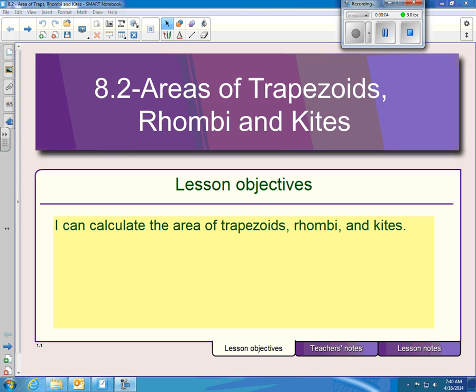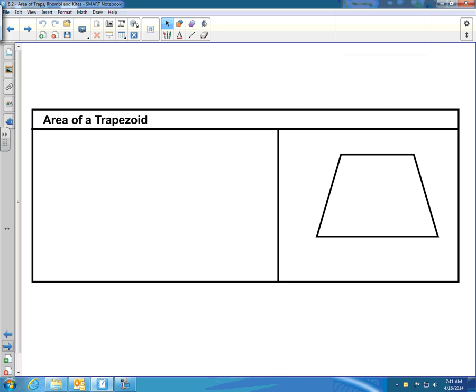This is Mrs. Matheson. We're going to be covering Unit 8, Notes 2, on area of trapezoids, rhombi, and kites. So we're going to learn all those formulas today. And so our learning target is I can calculate the area of trapezoids, rhombi, and kites. Pretty straightforward. So let's talk about the area of a trapezoid.